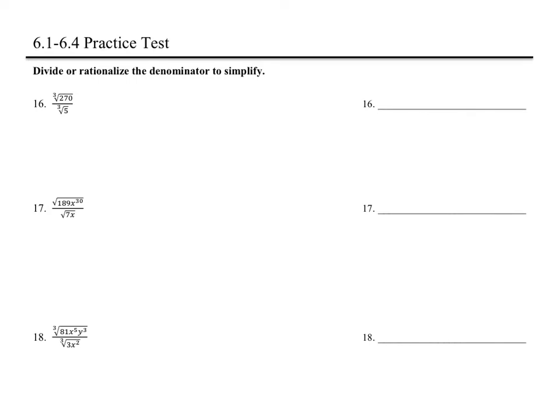Next one, divide or rationalize the denominator. No matter what, I don't want to have any answers with any roots in the bottom. First thing that I'm going to do here, though, is see if I can simplify my fraction. And I can. 270 is divisible by 5. So if you do 270 divided by 5, you would get the cubic root of 54.